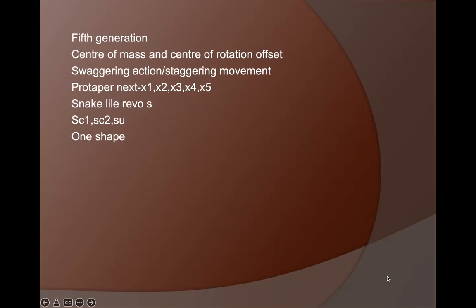Fifth generation: to reduce the extrusion of debris, they designed the file such that the center of mass and center of rotation are offset. So it will cause something called a swaggering action or staggering movement. The example is ProTaper Next. They called it a swaggering movement, whereas the Revo company called it a snake-like movement.